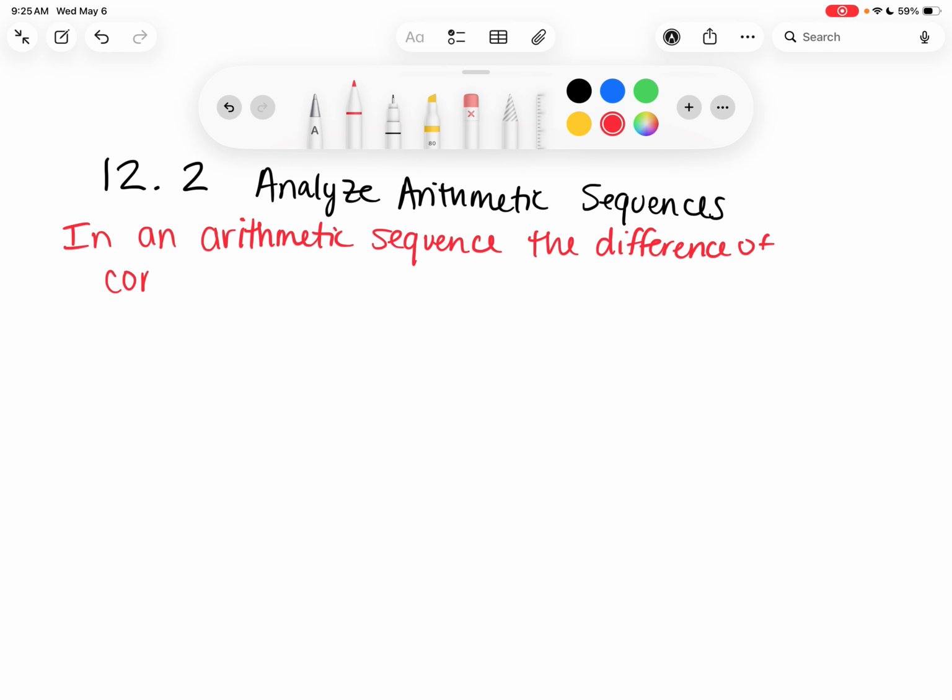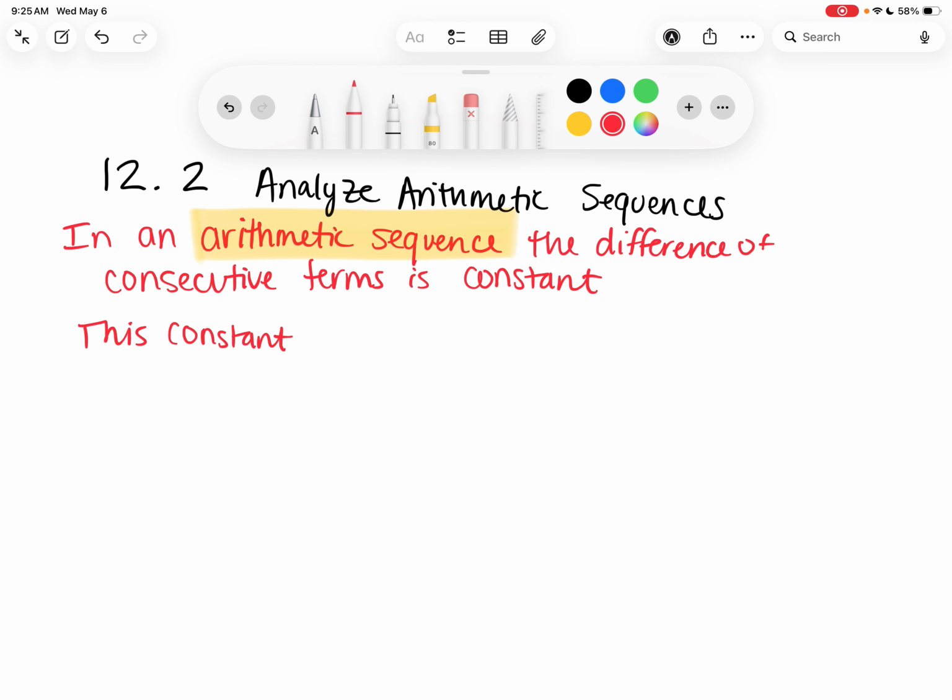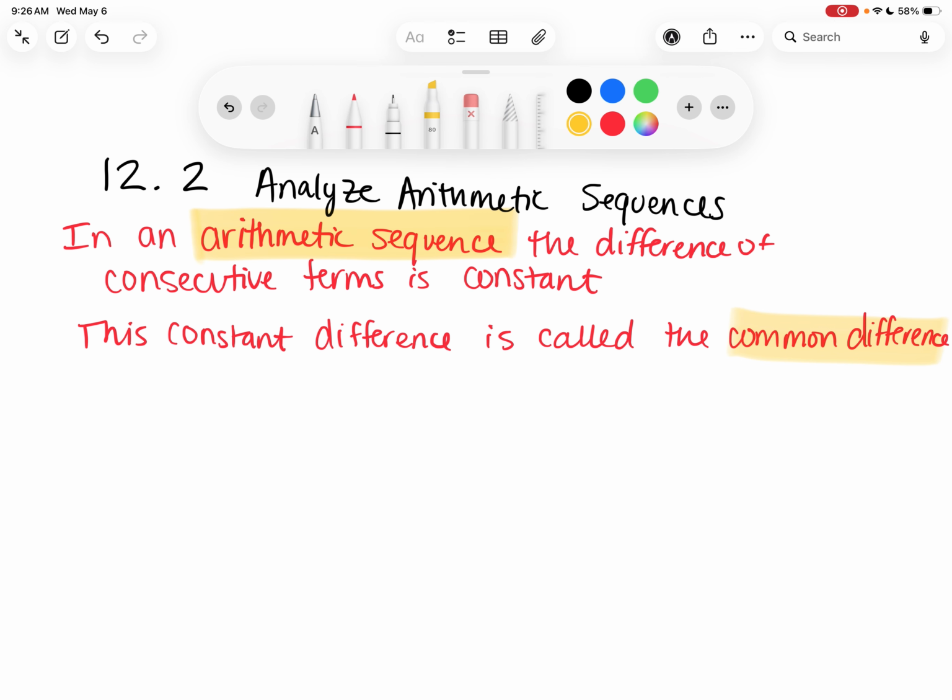In an arithmetic sequence, the difference of consecutive terms is constant. This constant difference is called the common difference, and is denoted by the letter D.